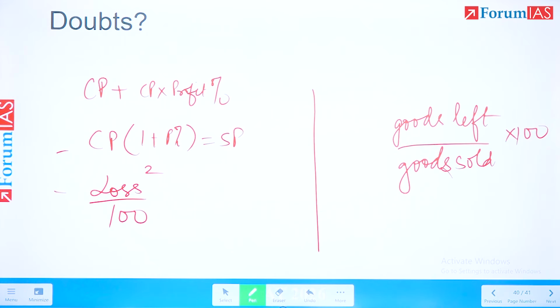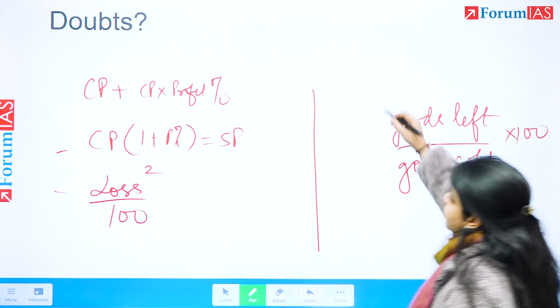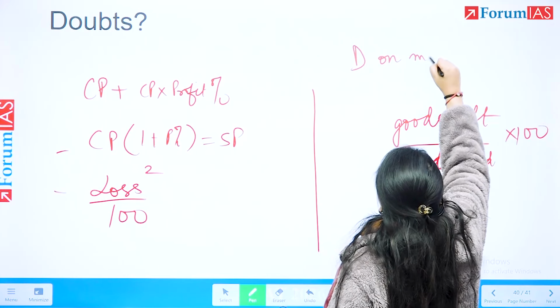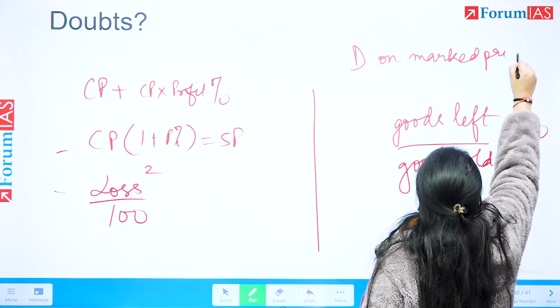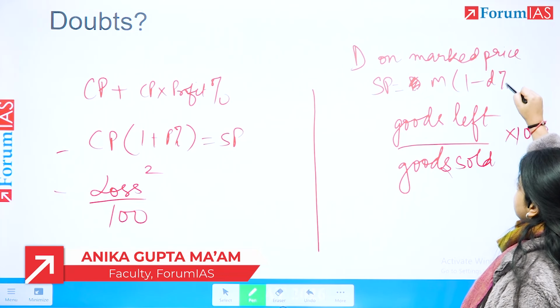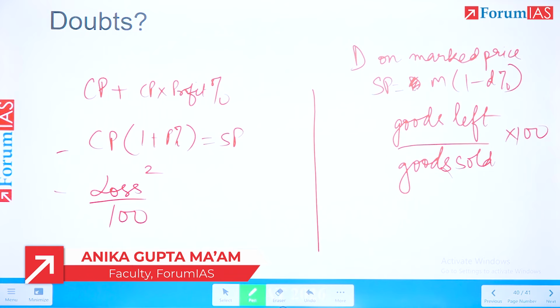Okay? Do you have any doubts from cost price, profit, loss, discount? Discount is always given on the marked price. One more thing: discount is always on marked price. And what was the selling price? Selling price is equal to marked price into 1 minus discount percent, because the discount is being given on the marked price. I hope the concepts are clear.